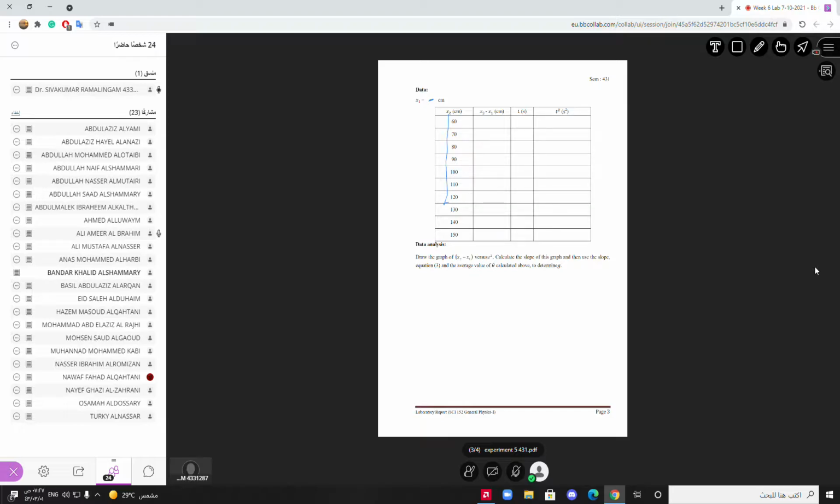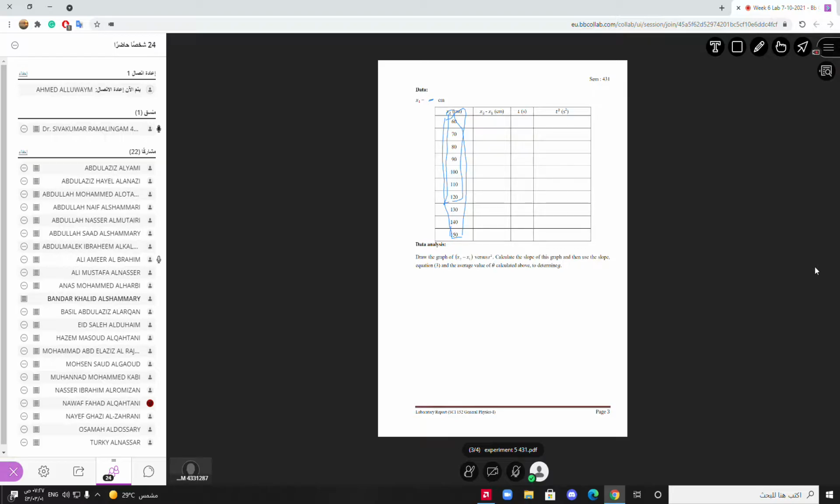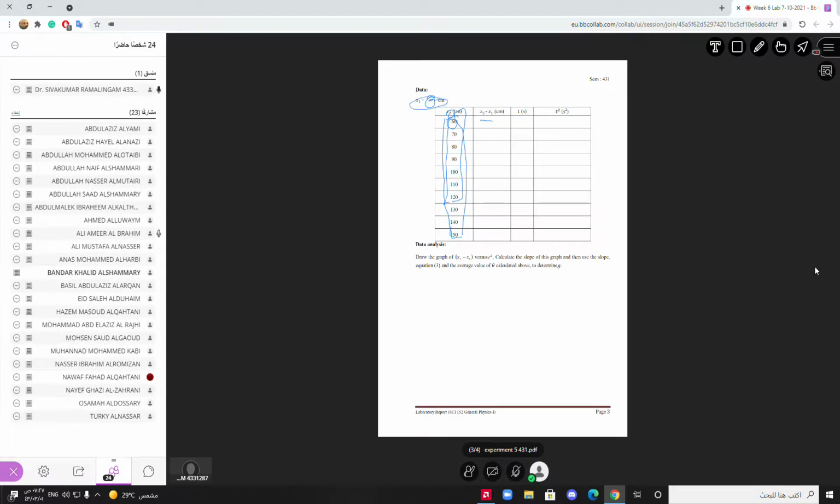What is x2? x2 is the position of gate number 2. Sorry, not glider, gate number 2. You can change the gate number 2 position according to the values given. First keep it at 60 centimeter, then 70 centimeter, 80 centimeter, and so on. And x2 minus x1, this is x2, this is x1. Again, x1 is the same for the entire experiment, but x2 is changing.